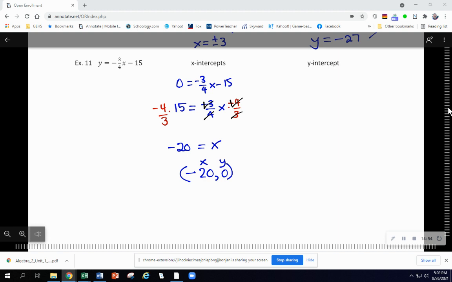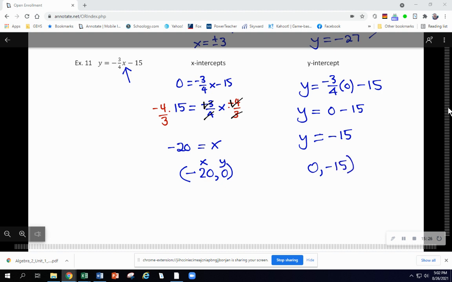So now for the y-intercept, you set the x equal to 0, and this is usually a lot easier. So you can see I'm putting a 0 right where it said x, like that. And negative 3/4 times 0 is just 0. After you do the multiplication, the order of operations turns to the subtraction, 0 minus 15, and you get negative 15. So we have a 0 for the x and a negative 15 for the y, and there is our answer.